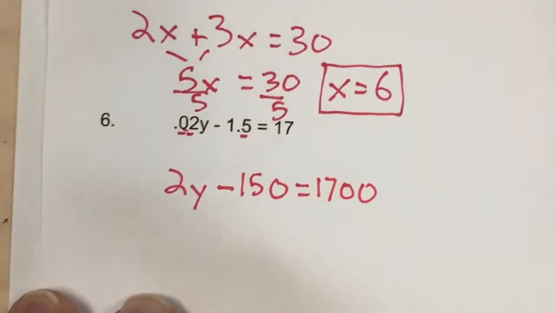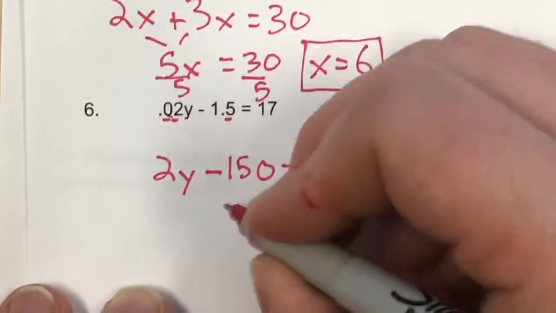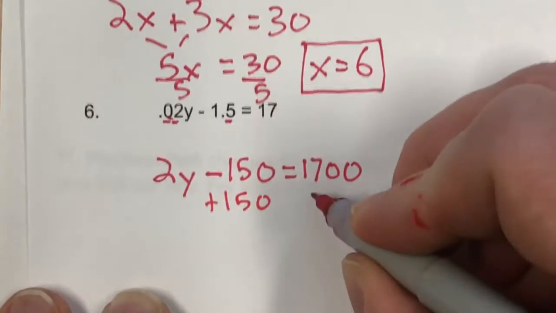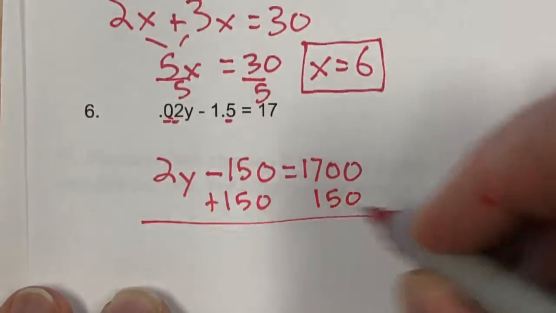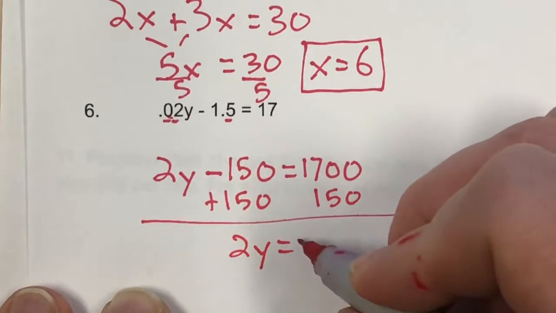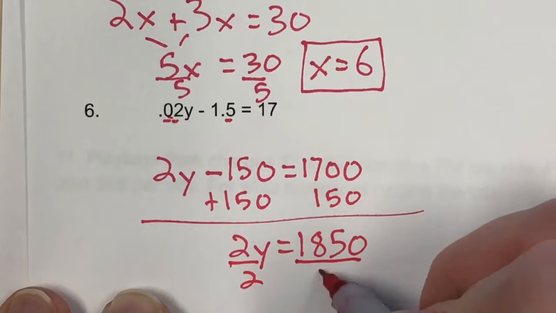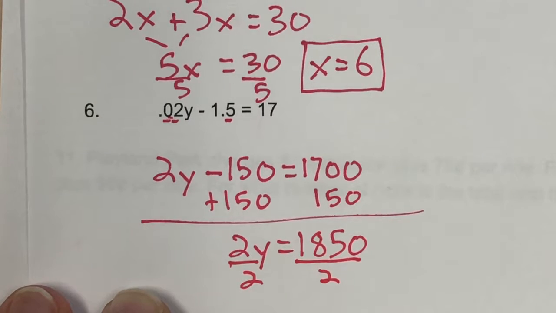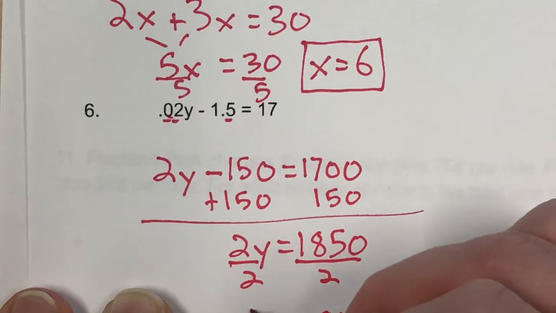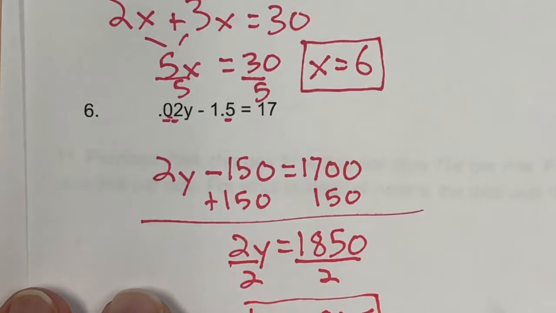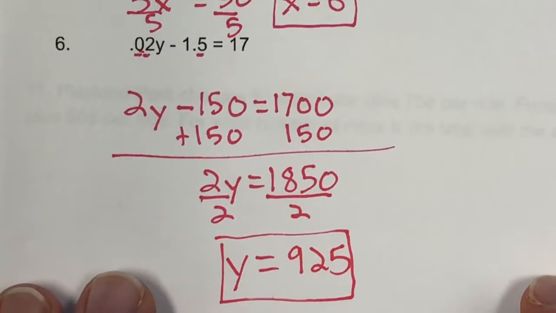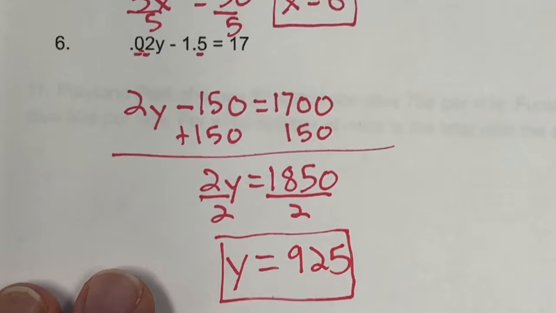All right, so then I have to add 150 to both sides because I want to isolate that y by itself. So I get 2y equals 1,850. So then what I do is I have to divide by 2 on both sides, and I get y equals 1,850 divided by 2, and that equals 925. So that is my answer. We can plug it back in just to double check to see if we were right, but that looks pretty right to me. So that's the end of part 1 here.